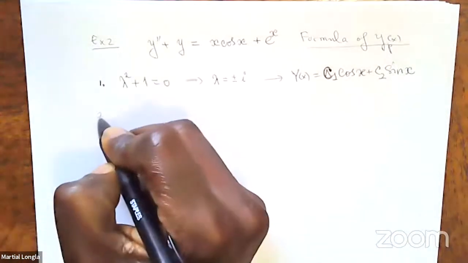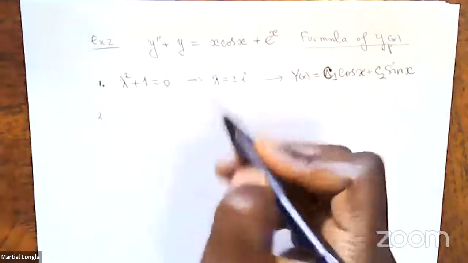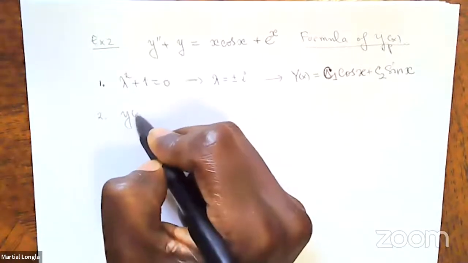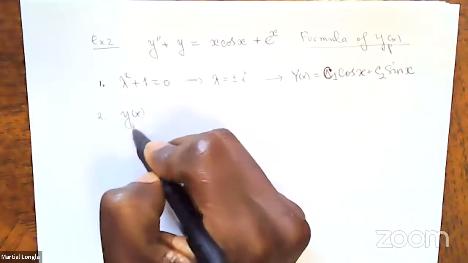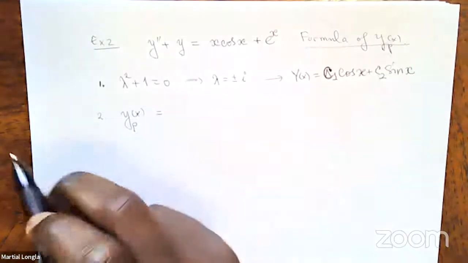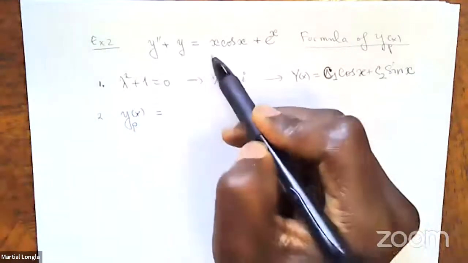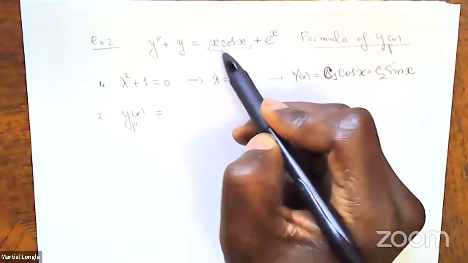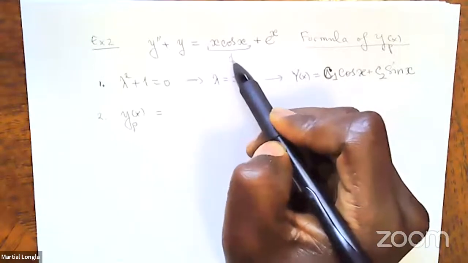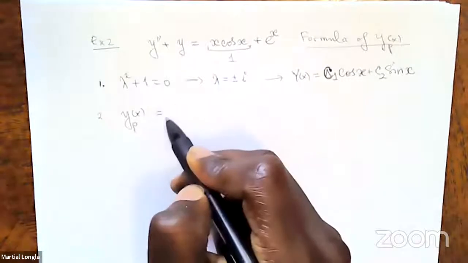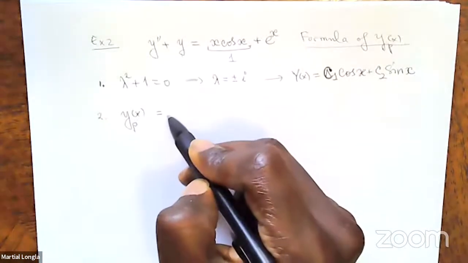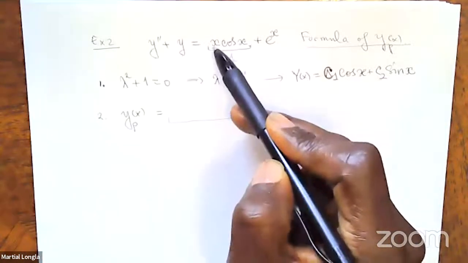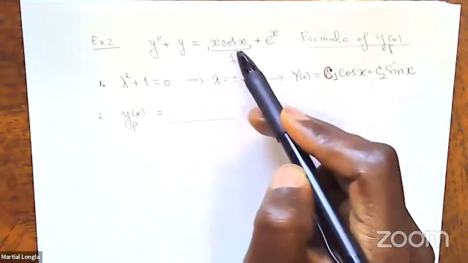And then you go to your second step, and you want to write down the formula of YP of x. Then you need to see that for YP, you have two pieces. So you need YP for this piece first. So let's say we write the YP for the first one. What's going to be here? What's alpha here in this one?